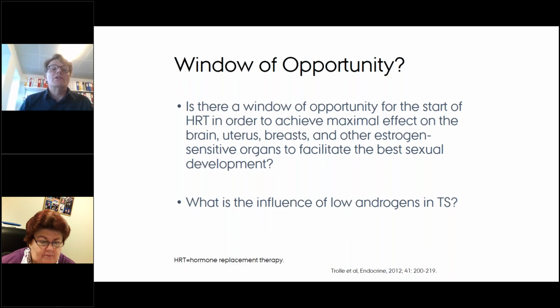But we still don't know whether we can have this effect also, for instance, on the brain, the uterus, and so on. So there are a number of issues that we have to examine further there. And there's also the question of low androgens, which are really much lower in Turner syndrome by about 50%. And does that play a role? This is not clear yet.